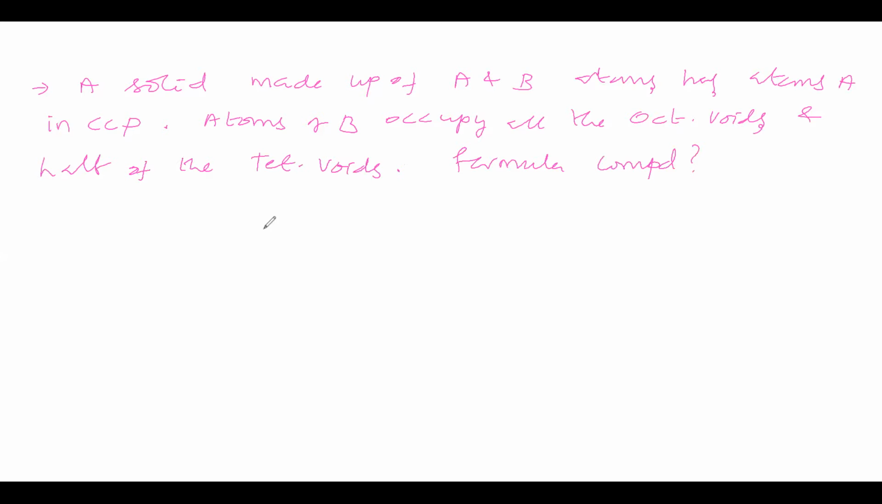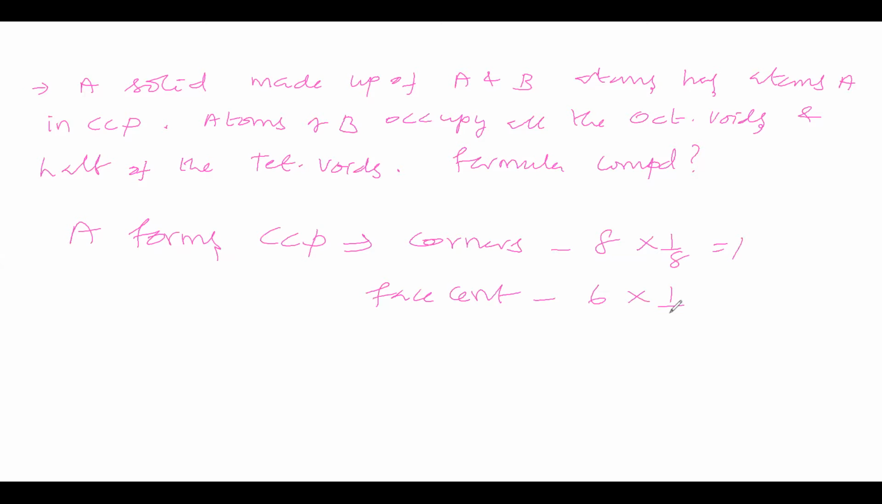Sir. Now, in this compound, what are the particles present? A particle and B particle, where A is making the CCP lattice. So A forms CCP. That means A occupies corners and face centers. Corners: 8 times 1 by 8 equals 1. Face centers: 6 times 1 by 2 equals 3. So totally 4. So per unit cell of FCC lattice, how many A is there? 4 is there.